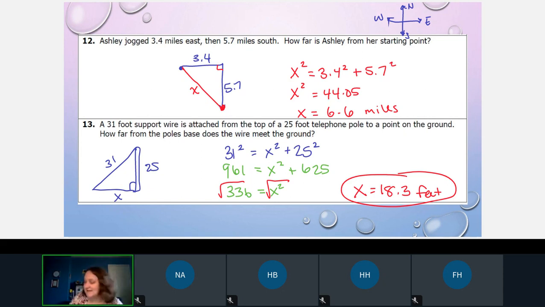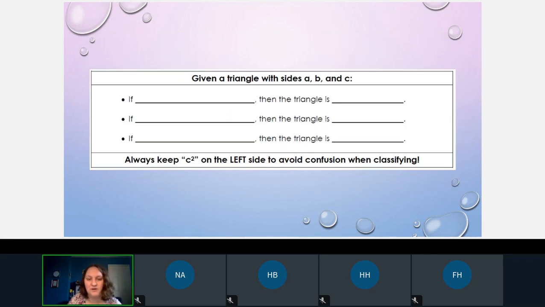All right, nice. So that was all kind of review from middle school, right? So why are we doing that now? We're going to add on to the Pythagorean theorem a little bit. We're going to use the Pythagorean theorem to help us determine not only things if it's a right triangle, but it could actually tell us whether the triangle is acute or obtuse.